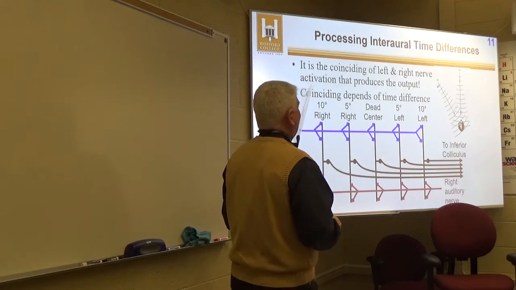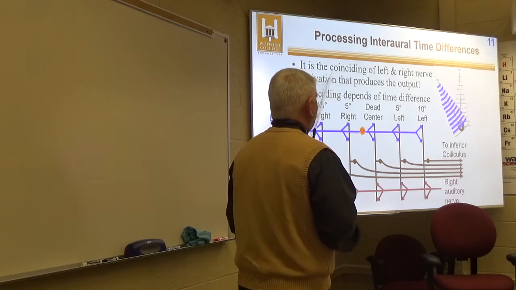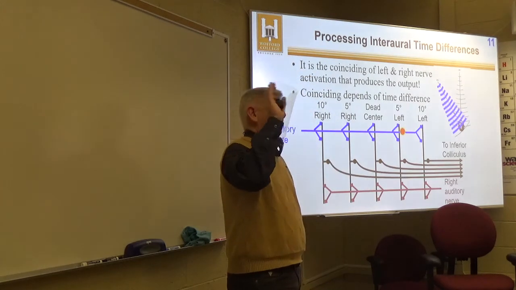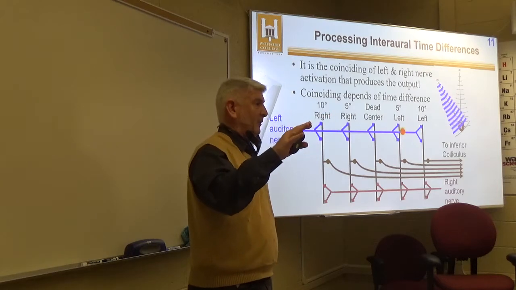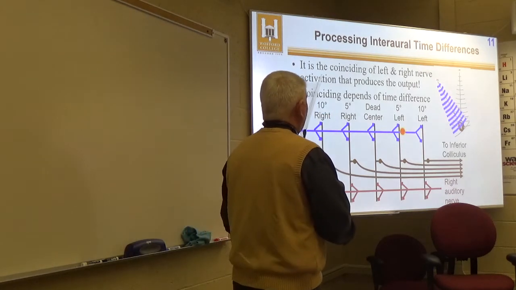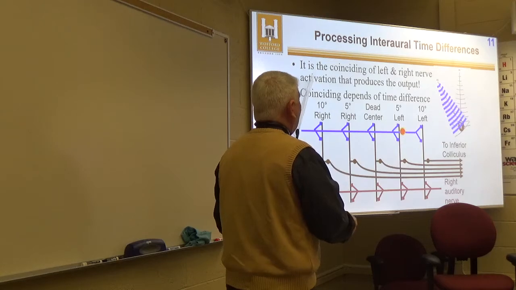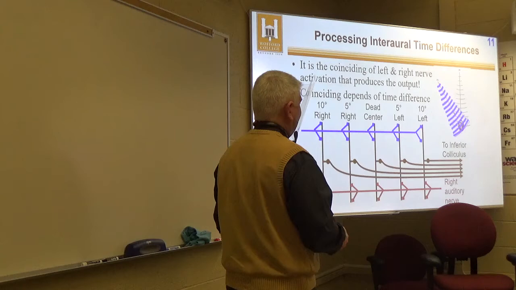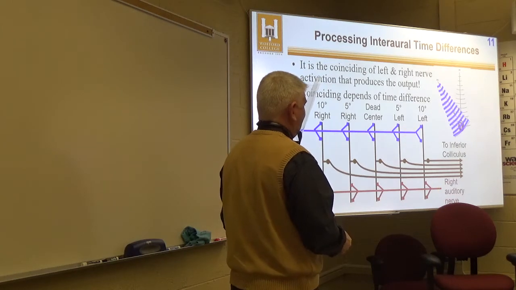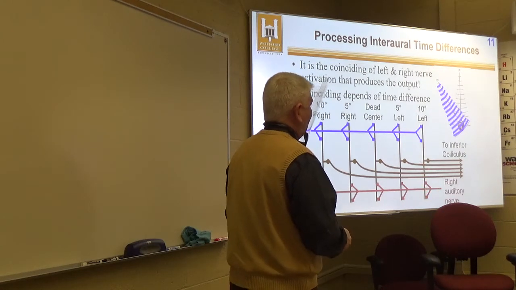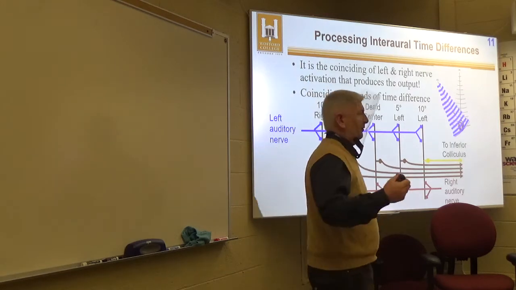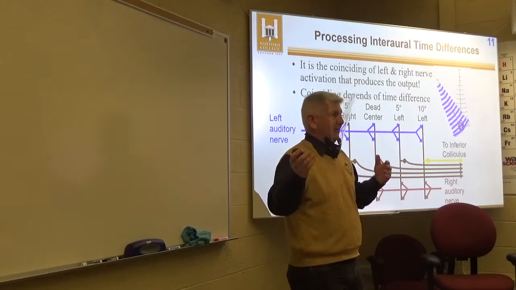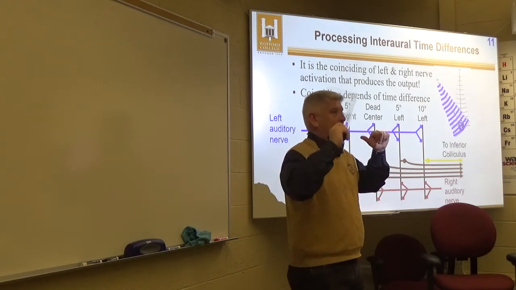But if it were to hit the left ear first, that signal would start moving through the pathway and would travel further through the ear that it hits first, right? So that it actually ends up over here on the right side of the slide, where it's going to coincide with the signal coming in from the right auditory nerve and signal that, yes, that came in 10 degrees left as opposed to dead center or to the right. Good? All right.